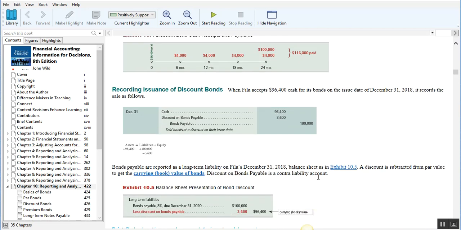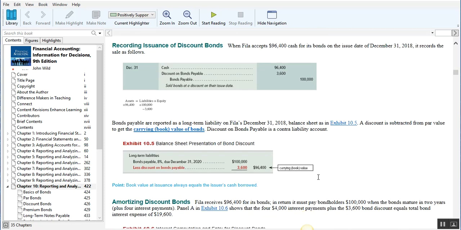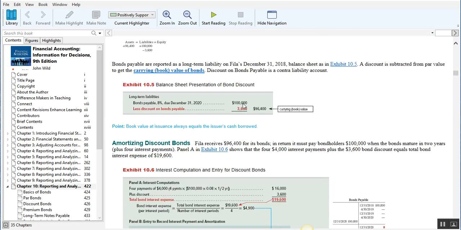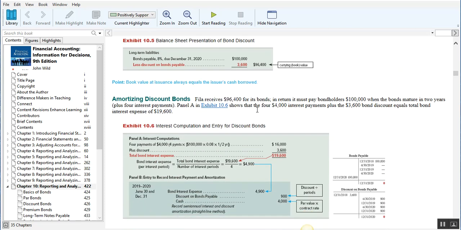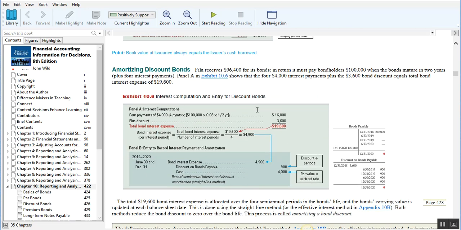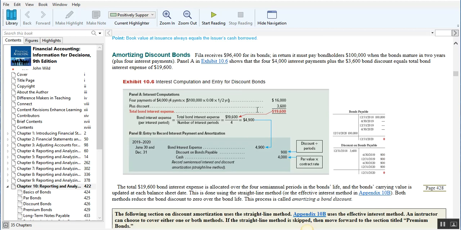Now that really impacts how we report the bonds on the balance sheet, because what we're going to show on the balance sheet is the value of the bonds as of the date of the issue, less any discount that we have. We have to show everybody that this is the net value as of this time of these bonds, the net debt or the net obligation. What we need to do, though, is to amortize that discount as we pay interest payments over time.